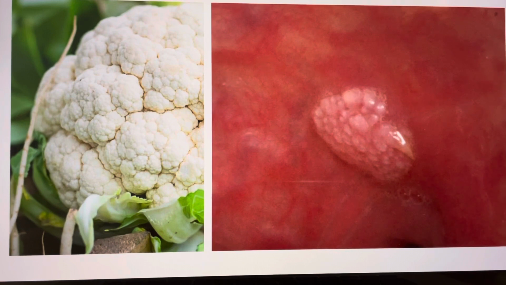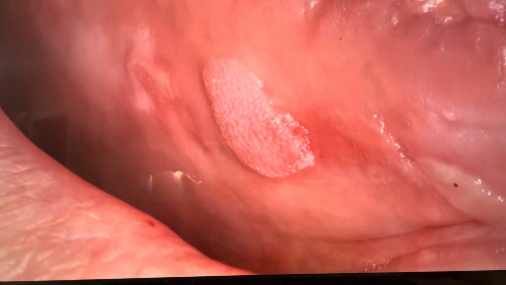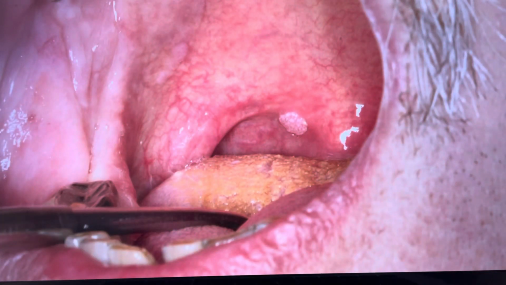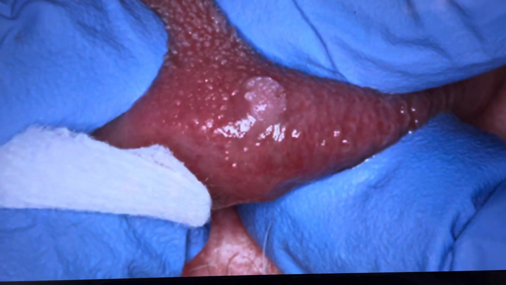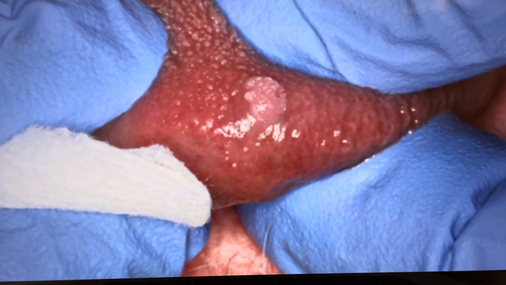Another feature of a squamous papilloma, cauliflower pattern, and this one also occurs in the back of throat, also on top of the tongue. And sometimes projections are smaller, as you can see here. This is underneath the tongue. This is another one, back of the throat, and same cauliflower pattern on top of the tongue.